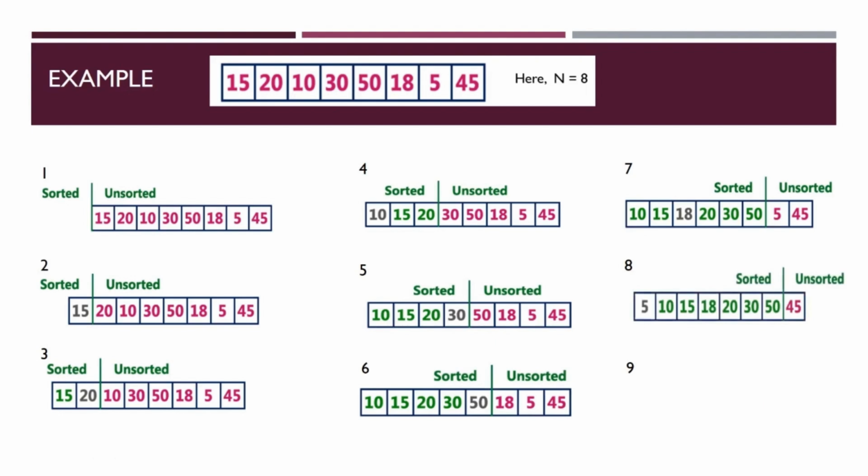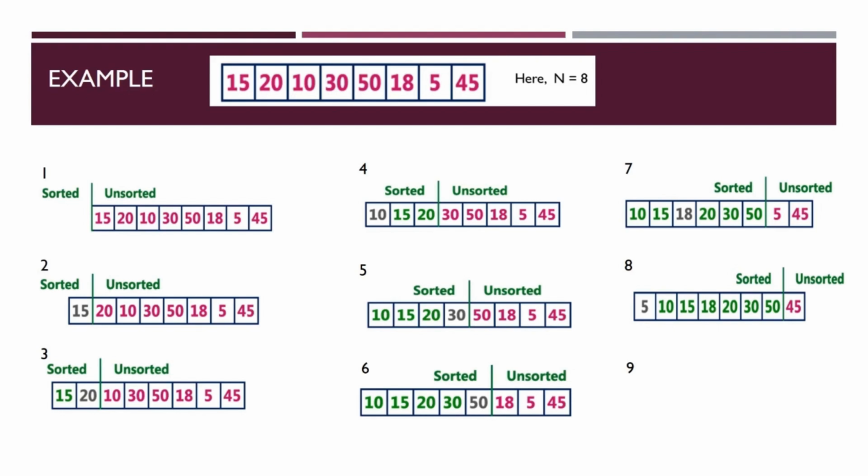Next one is to move element 5 from unsorted to sorted portion. Compare with 50, 30, 20, 18, 15, and 10. Since 5 is smaller than all these elements, move 10, 15, 18, 20, 30, and 50 one position to the right in the list and insert 5 at the first position in the sorted list.